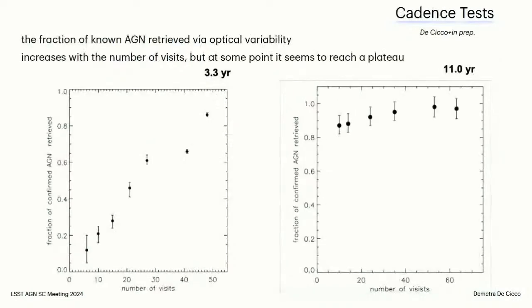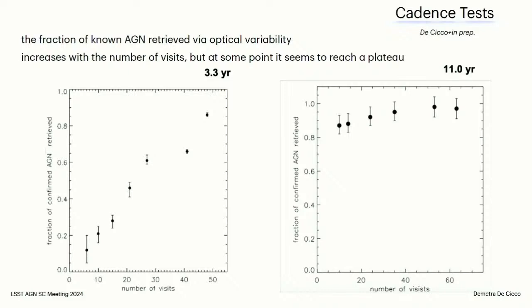Things are a bit different if we focus on cadence, the importance of the cadence. For example, if you have 3.3 years, you see that there is a rise in this relation between the number of visits that we use and the fraction of AGN we are able to retrieve. While here, at some point, you reach a plateau, meaning that if you have a long baseline, this is 11 years again, so the one that we have today, it doesn't really matter if you have 10 or 40 or 70 visits, things are not dramatically different.